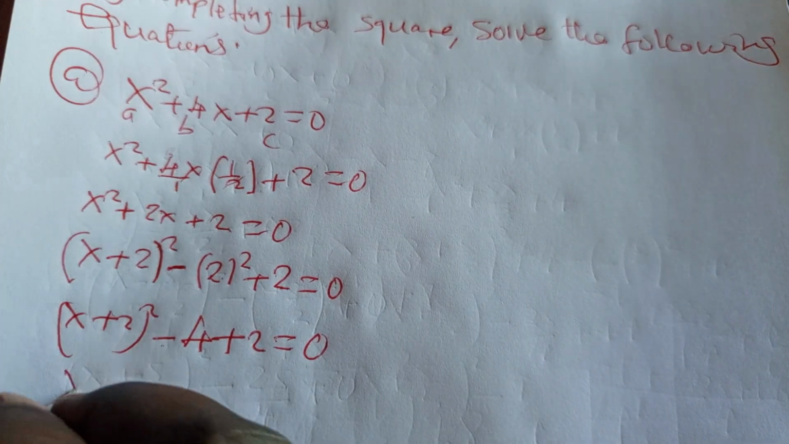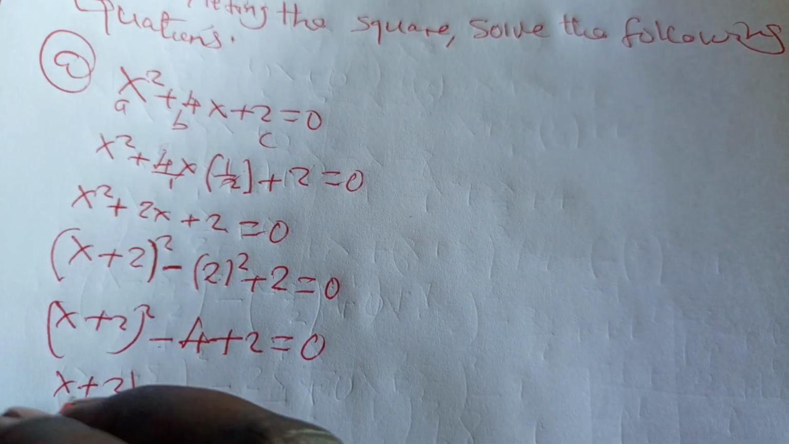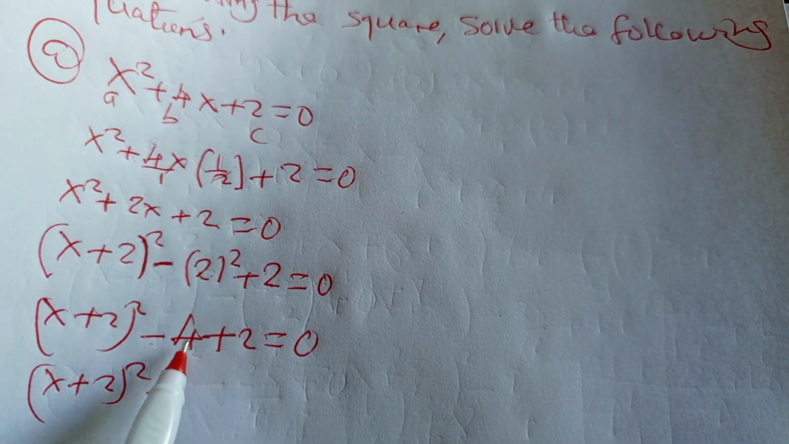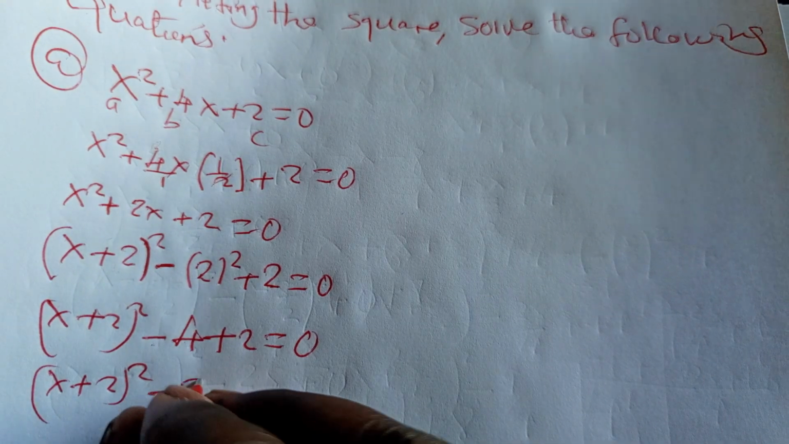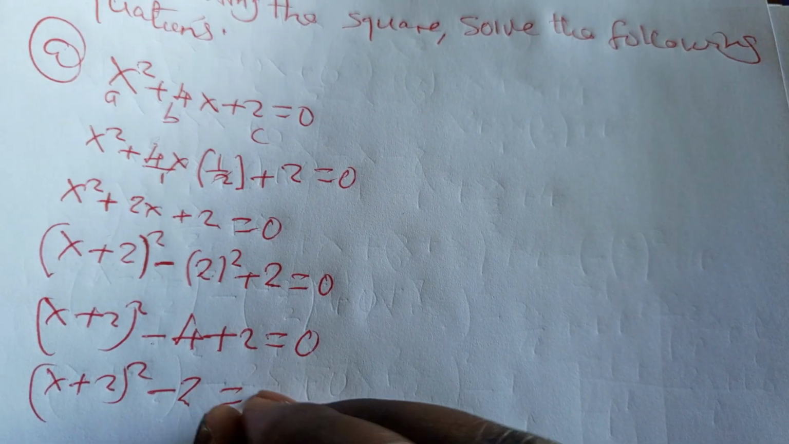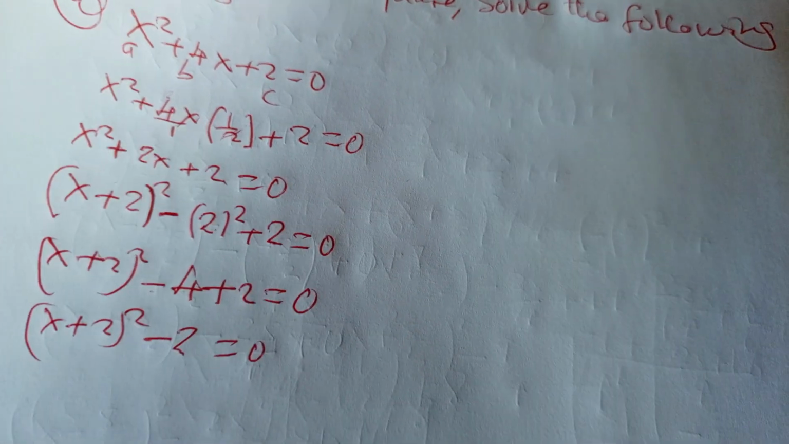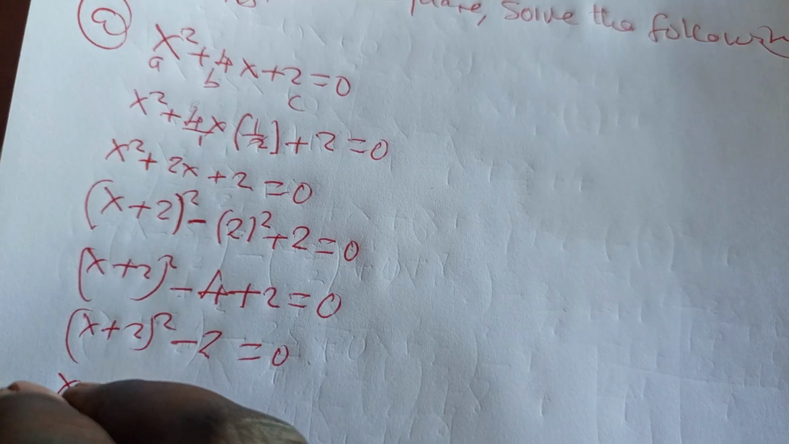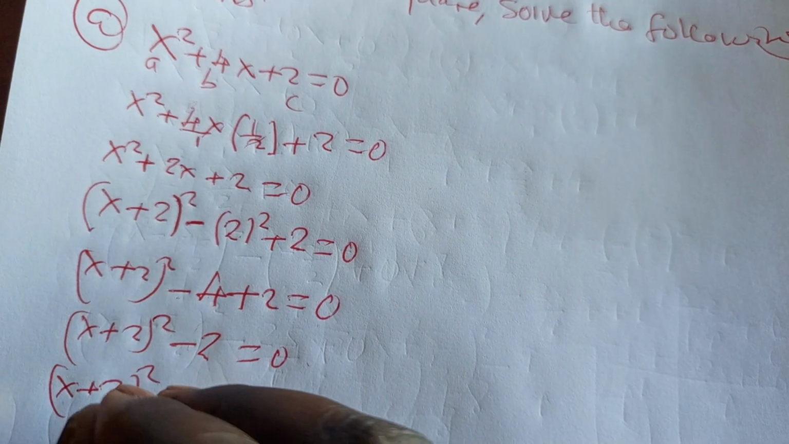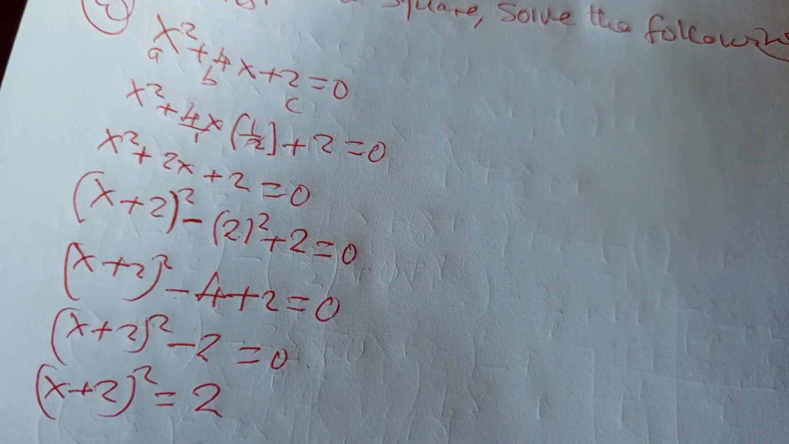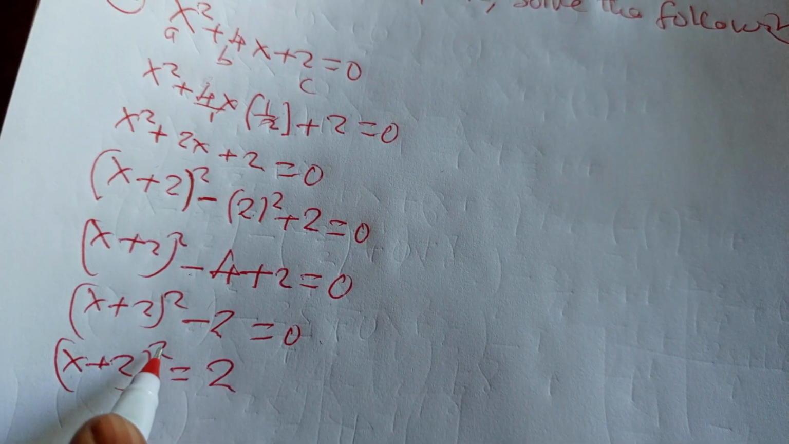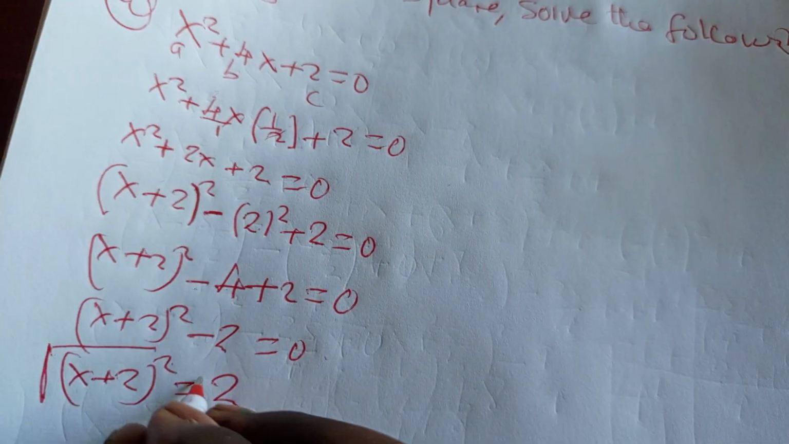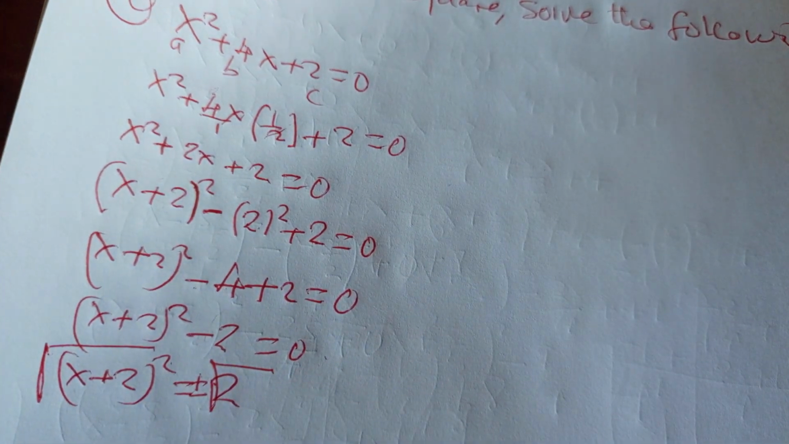Then from here, I'll say x plus 2 minus, so negative 4 plus 2, which is negative 2, is equal to 0. So this 2 will go this side. So I'll write x plus 2 squared is equal to positive 2. Okay. Then here I need to get rid of this square. So I'll put square root here. Then I'll put positive or negative the square root.